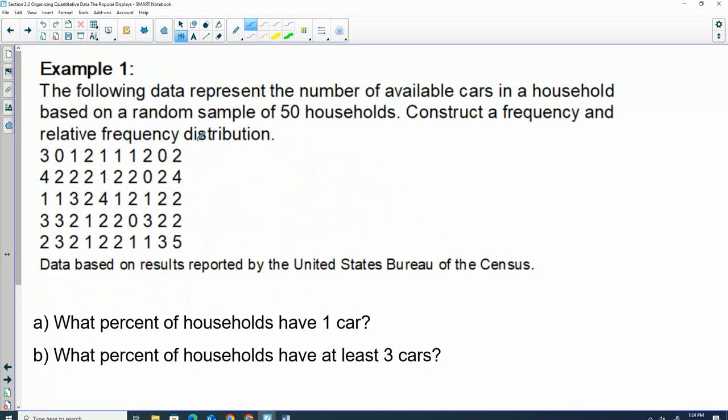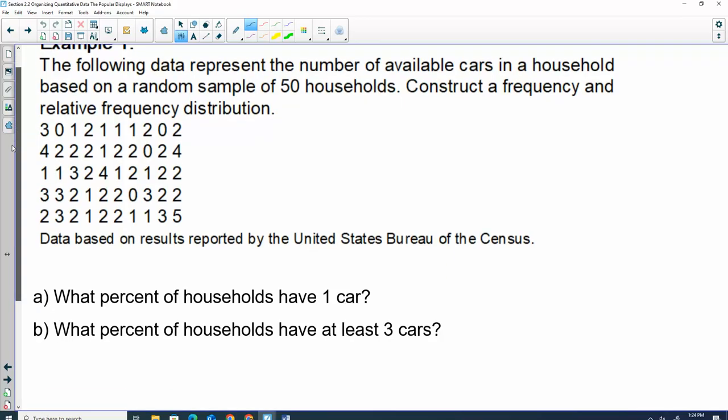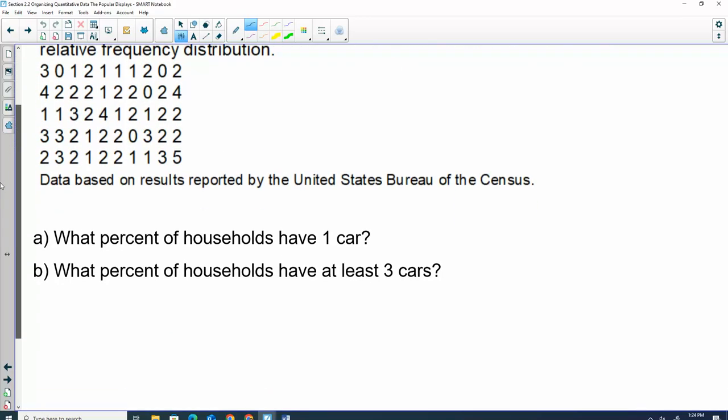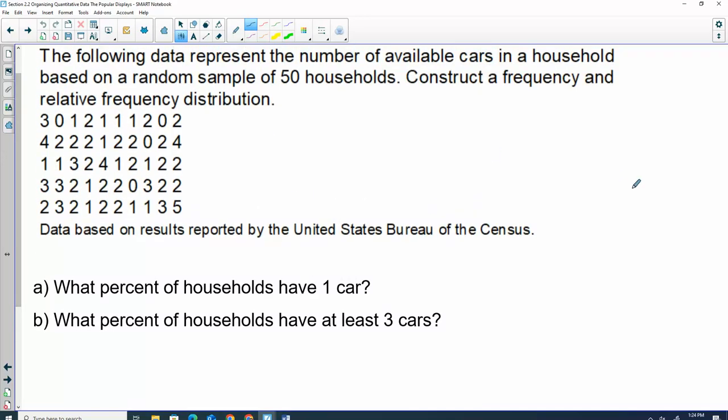Let's start with this one. The following data represent the number of available cars in a household based on a random sample of 50 households. I want a frequency and relative frequency distribution. Okay, so do you remember what those things were? We just recapped it. What was the frequency?